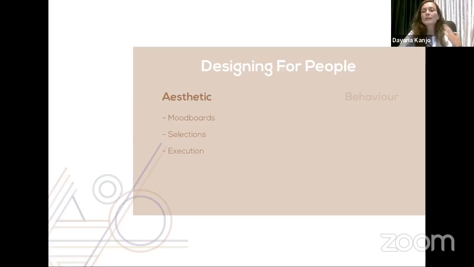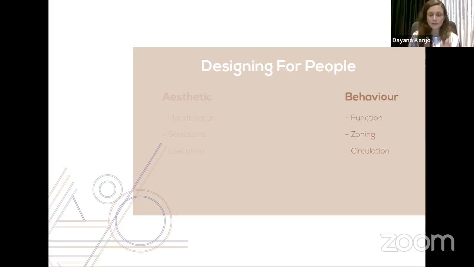The mood board part is the brainstorming of all the design aspects and the concept and how it's coming along as an idea. The selections بتيجي بمرحلة ما بعد وهي بتبقى من اختيار الألوان الخامات and then the execution is to actually finalize the product. For the behavior, and this is the superstar tonight.